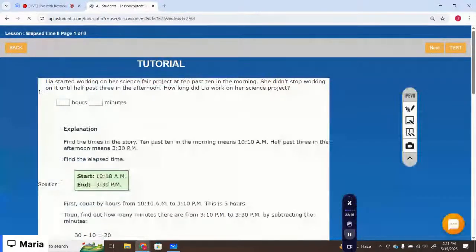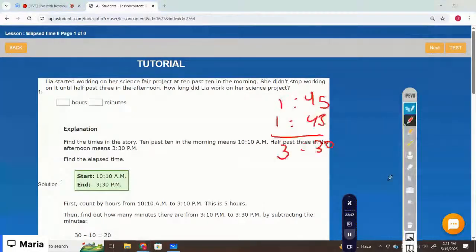Leo started working on her science project at 10 past 10 in the morning. She didn't stop working on it until half past 3 in the afternoon. How long did Leo work on her science project? So we are given the starting and end time, and we have to find the time duration, right? So we are given the time that is 10 past 10. So that means that is 10 hours and 10 minutes.